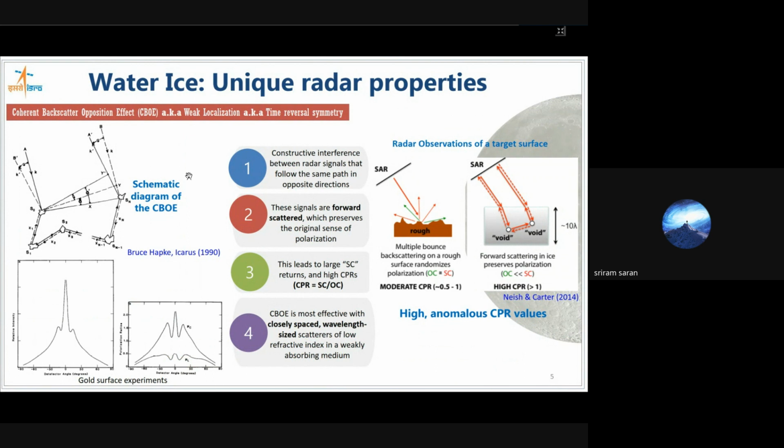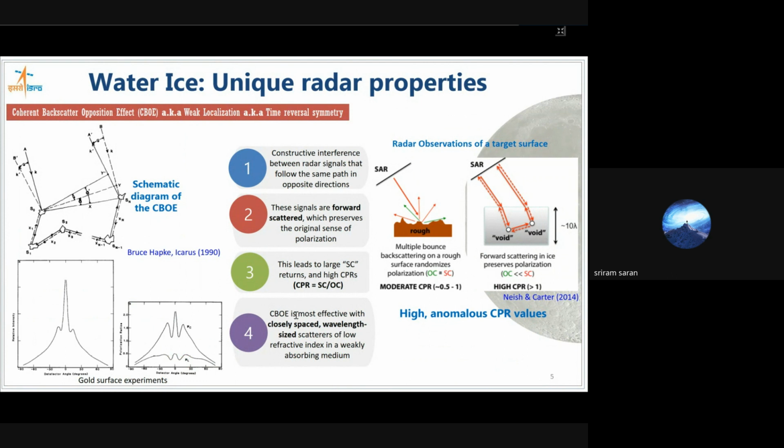opposite directions, and then these signals are forward scattered, which preserves the original sense of polarization. So which gives you a huge increase in the intensity of the received waves, as well as it preserves the polarization. So this preserves the original sense of polarization that has been sent. In this case, we call it the same sense polarization. So since CPR is a ratio of same sense to the opposite sense, we will have very high values of this CPR parameter along with radar brightness measurements.